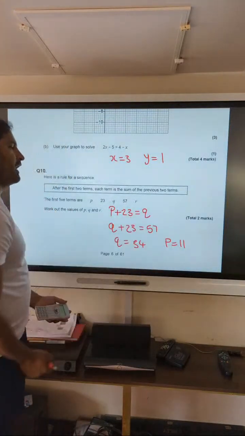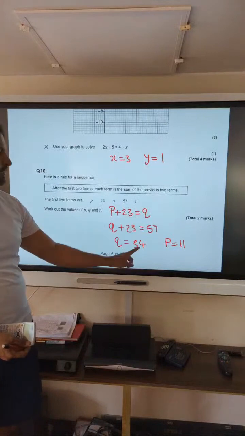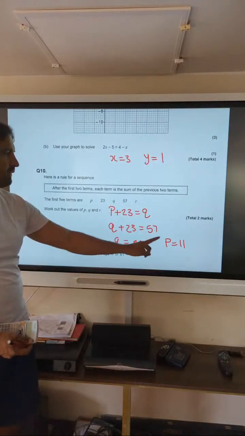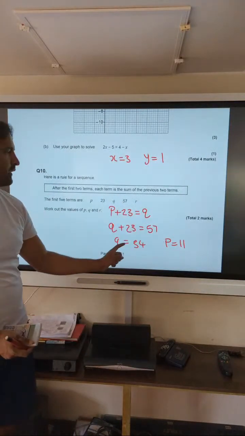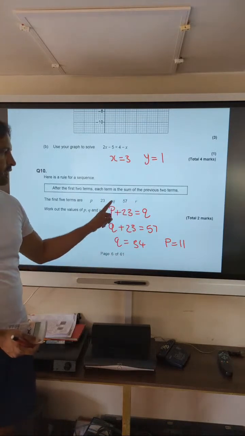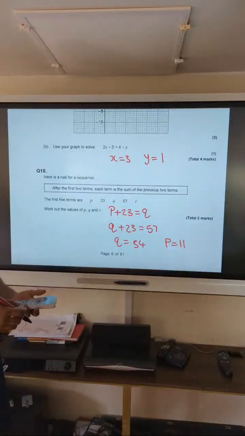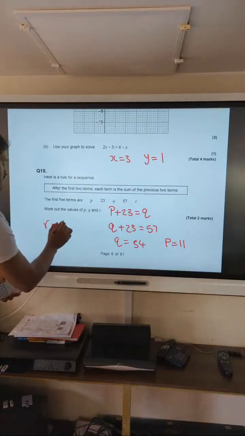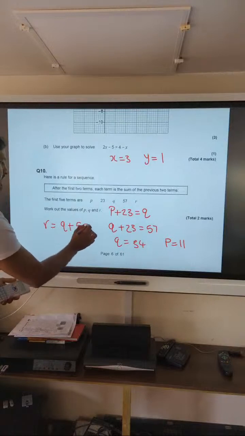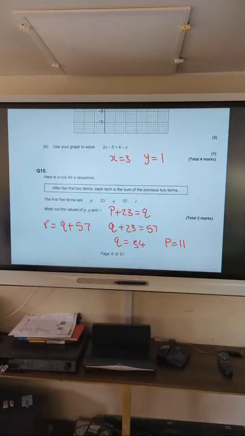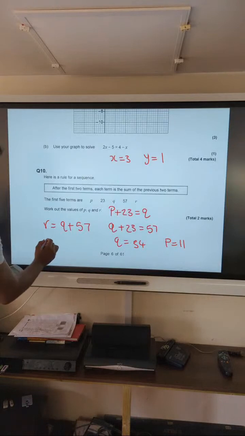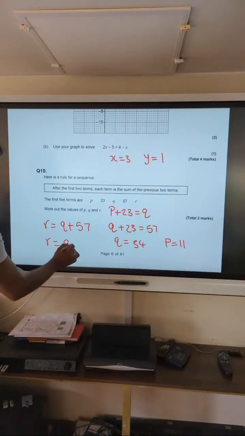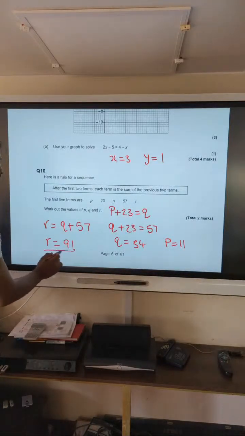I substitute that in here. Remember, P add 23 gives you Q, so 23 add 11 gives you 34. Now once you know those values, you can work out what R is. So Q is 34, so we're doing 34 add 57, that gives you R. So R is equal to Q add 57. So we're doing 57 add 34, and it gives me R equal to 91. So those are the three values we get.